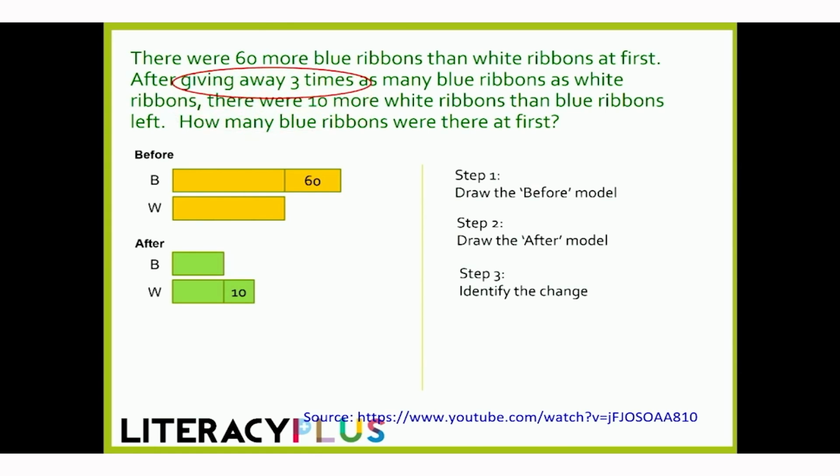Yes, 3 times as many blue ribbons as white ribbons were given away. Now, it's usually easier to add than to subtract. Therefore, in this case, I'm going to work backwards, starting from the after model. So what I'll do is, we'll put back 3 units to blue and put back 1 unit to white. After putting this back, remember, there's 60 more blue than white, just like the before model. Okay. What I'm going to do also is now to label them units and the parts.